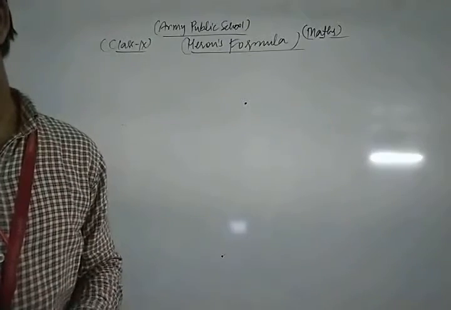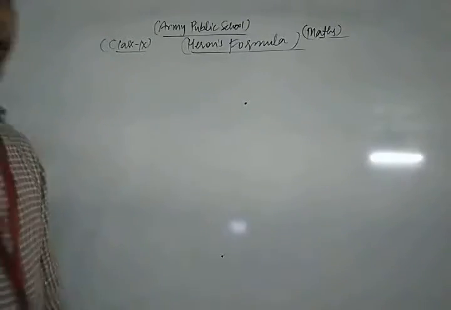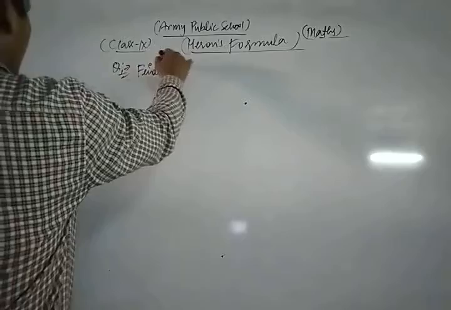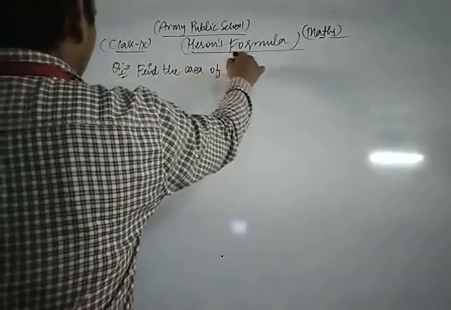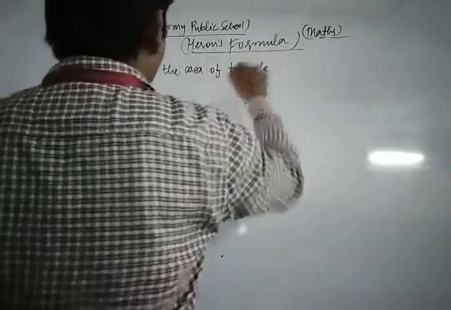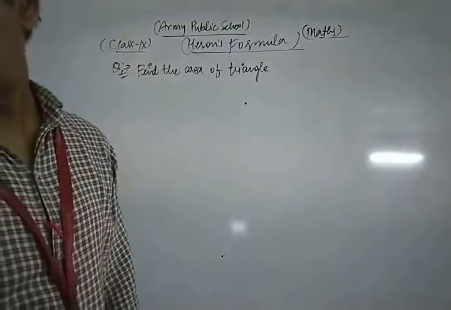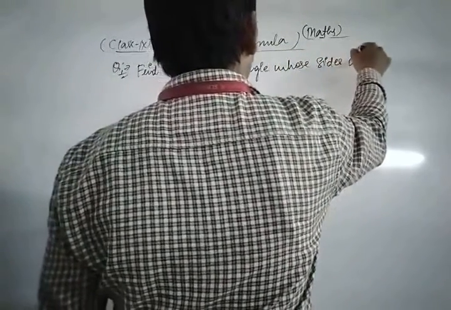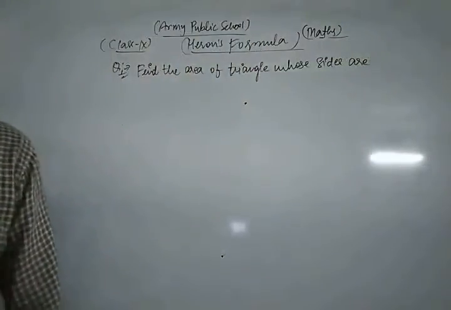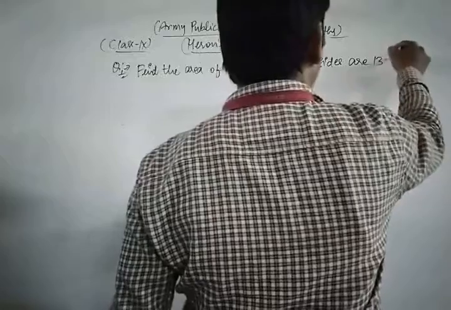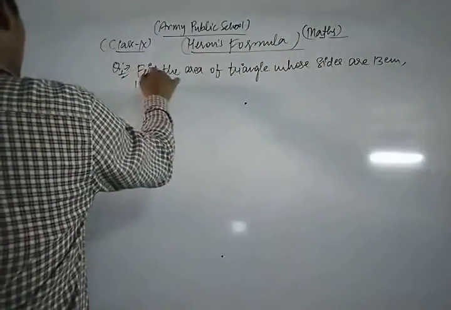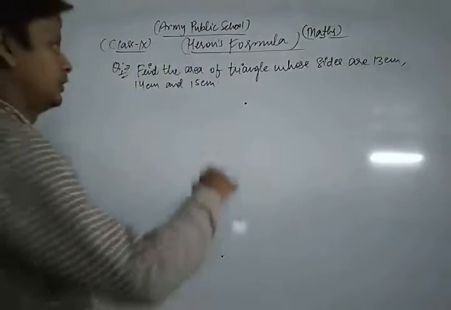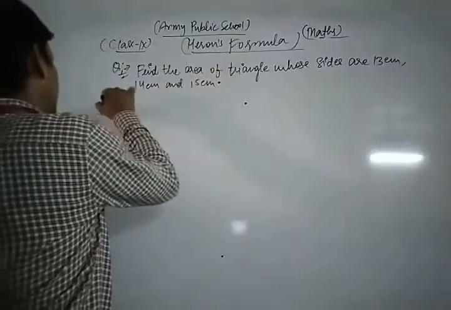Look, the question is: find the area of the triangle whose sides are 13 centimeter, 14 centimeter and 15 centimeter. Okay. Now let's see its solution.